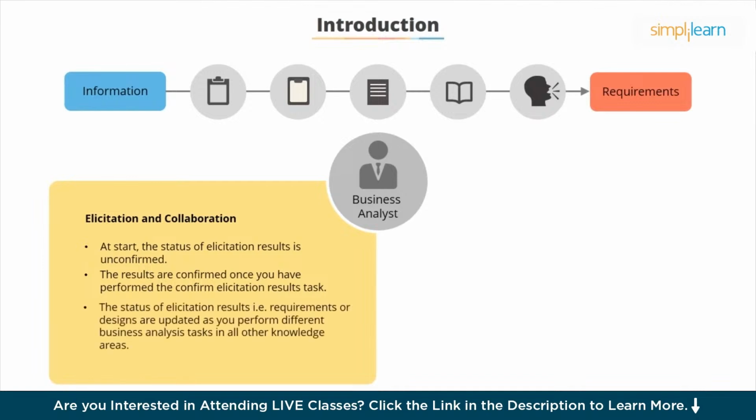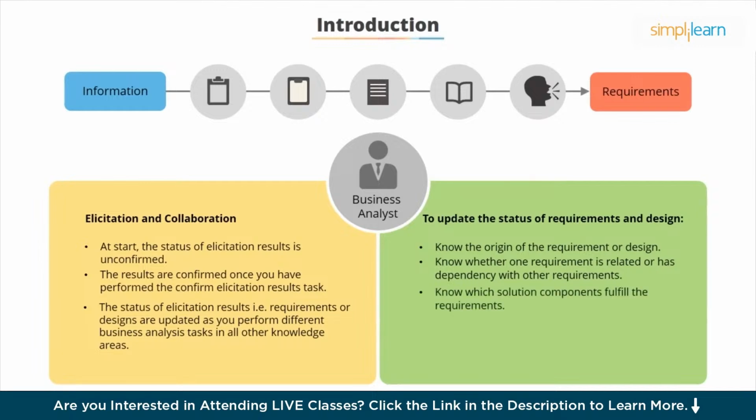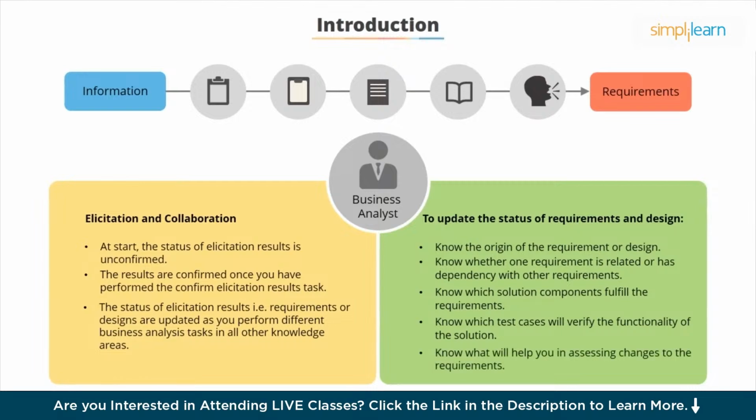The status of elicitation results, that is, requirements or designs, are updated as you perform different business analysis tasks in all other knowledge areas. To update the status of requirements and design, you should know the origin of the requirement or design. You should know whether one requirement is related to or dependent on other requirements. You should know which solution components fulfill the requirements. You should also know which test cases will verify the functionality of the solution. And lastly, know what will help you in assessing changes to the requirements.